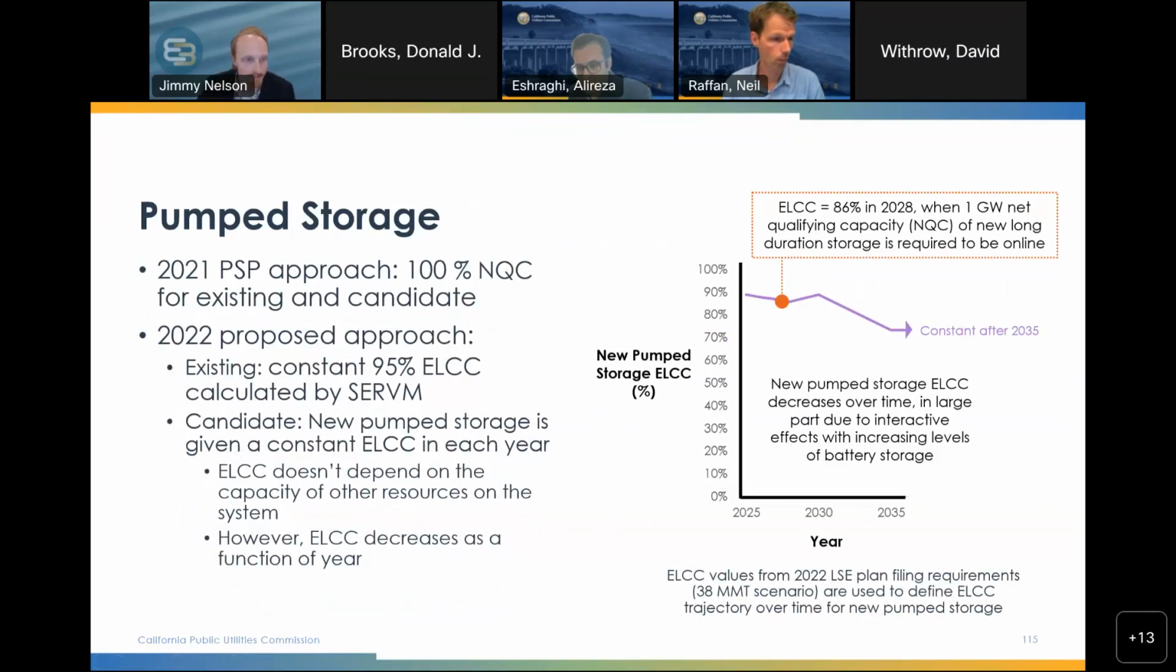For pumped storage, we have a similar proposal to use a constant 95% ELCC for existing pumped storage calculated by SERVM. And then we propose to use the 2022 LSE plan filing requirements marginal ELCCs for new pumped storage additions, which are a little bit less than 95%. And the key year for pumped storage is 2028, where the long lead time resource at 1 gigawatt NQC order comes into effect. So the ELCC at that point is 86%. Next slide.